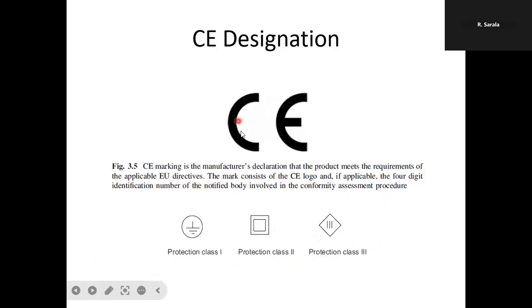This symbol is a very important symbol for manufacturers' declarations that products meet all the requirements of the applicable EU directives, European Union countries' directives. The mark consists of the CE logo and, if applicable, the 4-digit identification number of the notified body involved in the conformity assessment procedure. We will see all these classes.